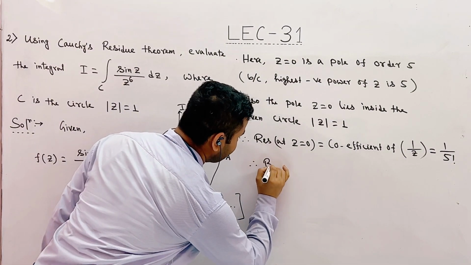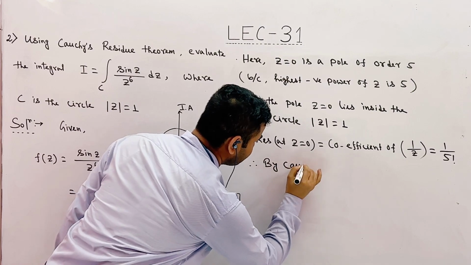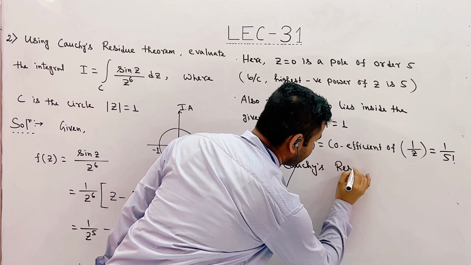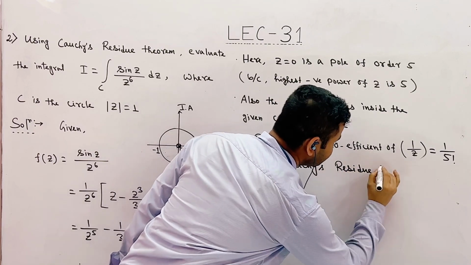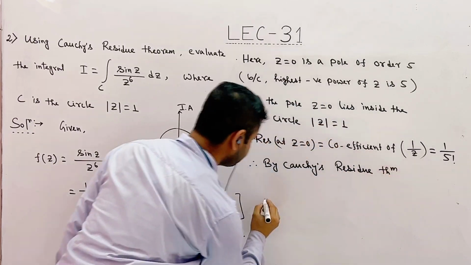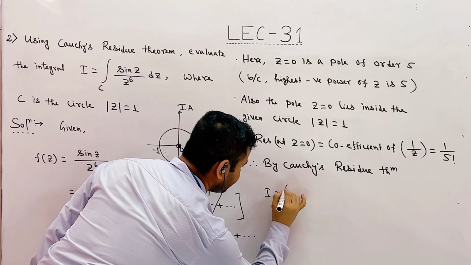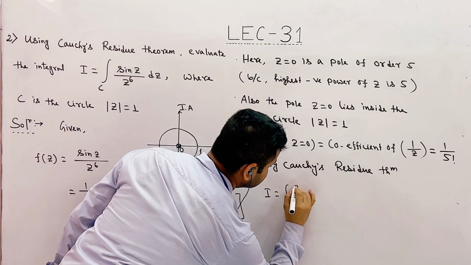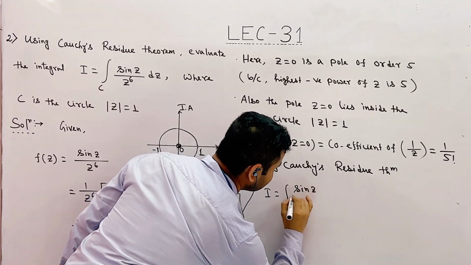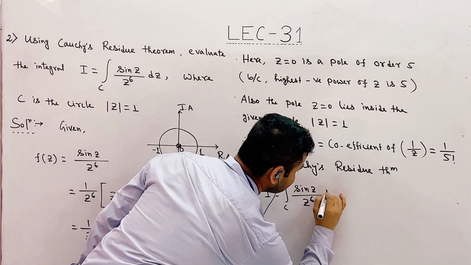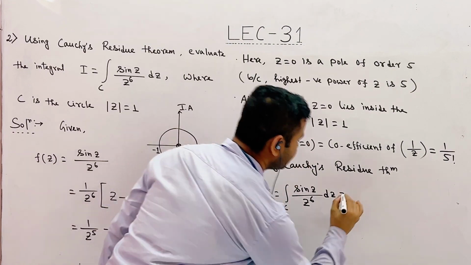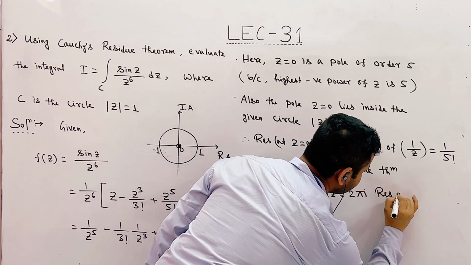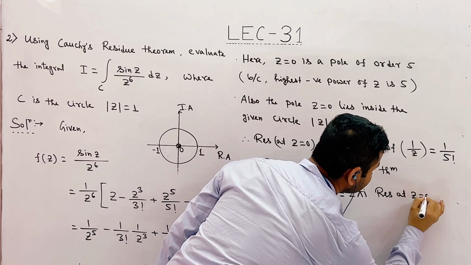So therefore by Cauchy's residue theorem, integration along closed curve C sin z divided by z to the power 6 dz is equal to twice pi iota into residue at z equal to 0.